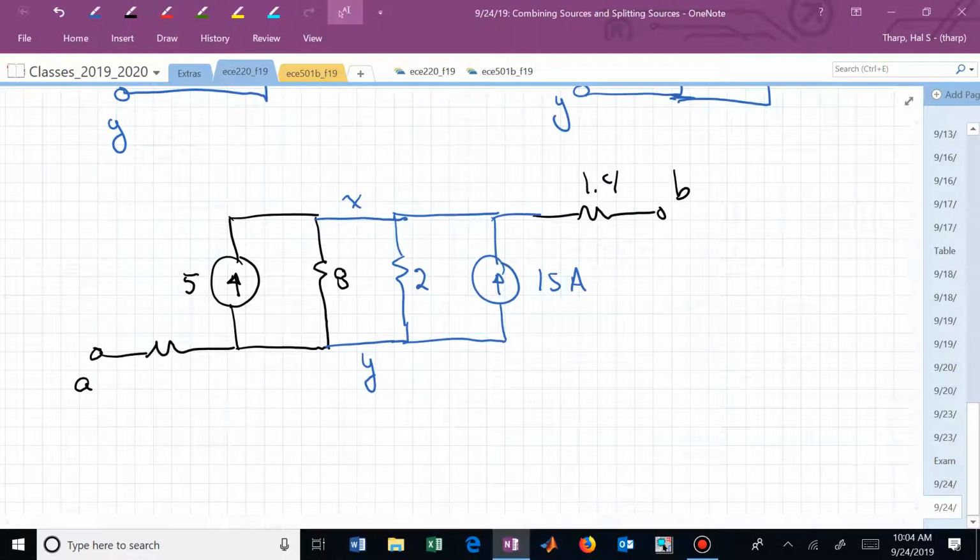Do you know what I want to do now? Now I want to combine these sources. That's what I talked about earlier in today's class. We want to be comfortable combining things.